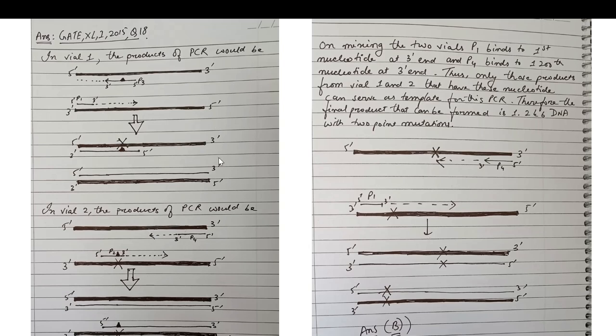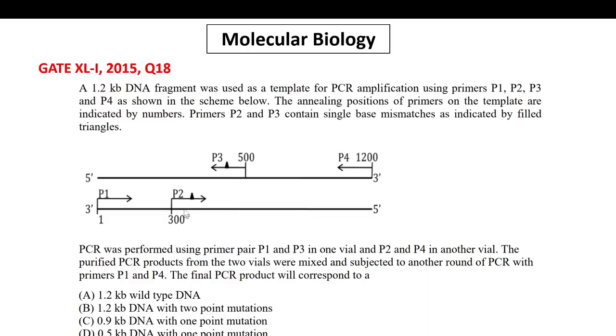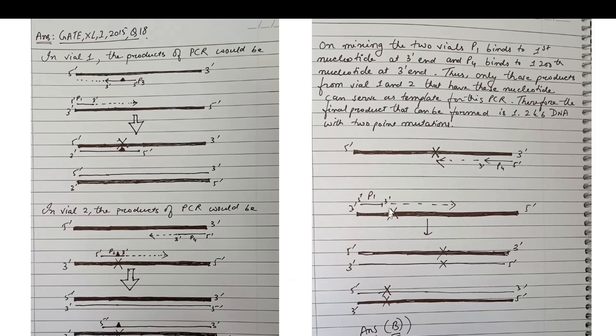So these are the products you got. On mixing the two vials, P1 binds to the first nucleotide at the 3' end and P4 binds to the 1200th nucleotide at the 3' end, since the total length is 1200, that is 1.2 kilobase pair. So P1 will bind to the first and P4 to the 1200th nucleotide. Thus, only those products from vial 1 and vial 2 that have these nucleotides can serve as template for this PCR. Therefore, the final product that can be formed is 1.2 kilobase pair.